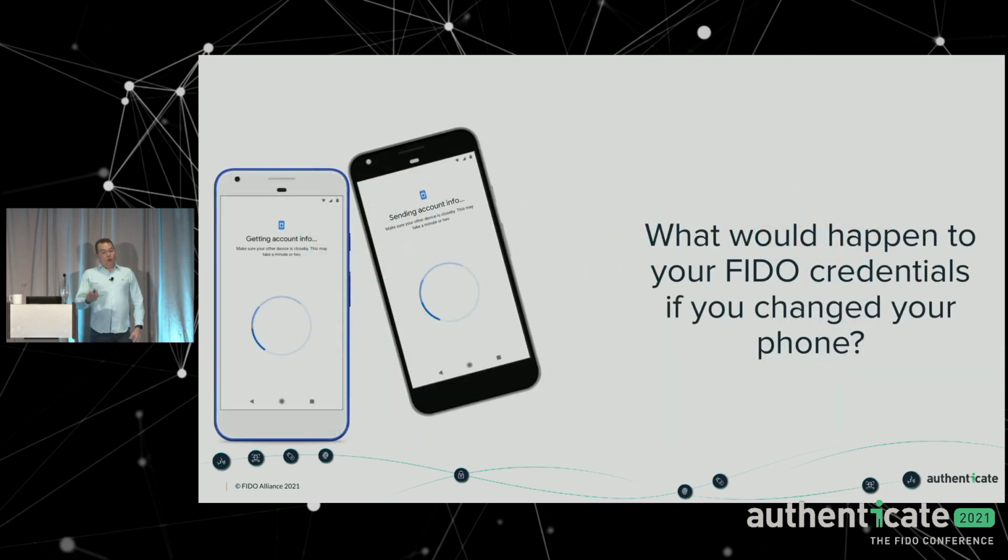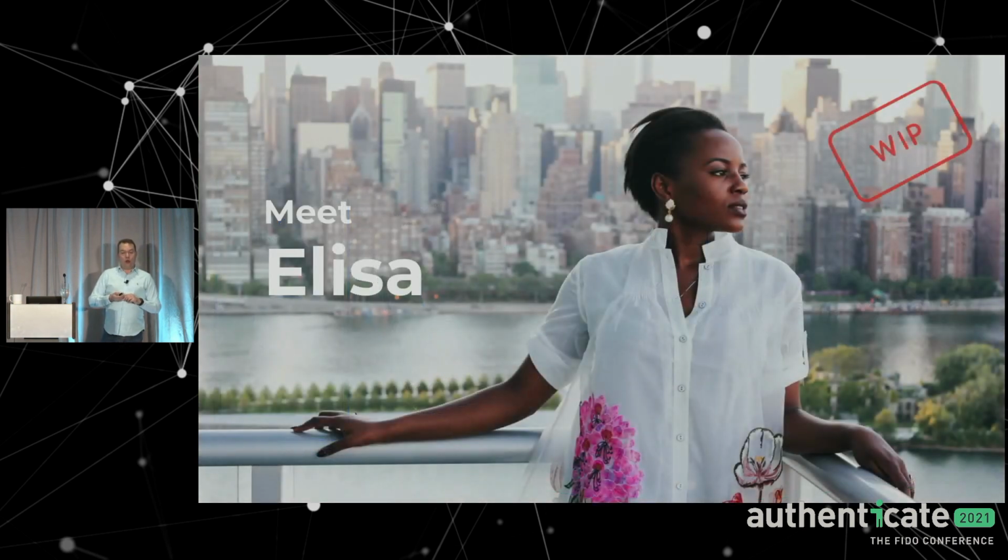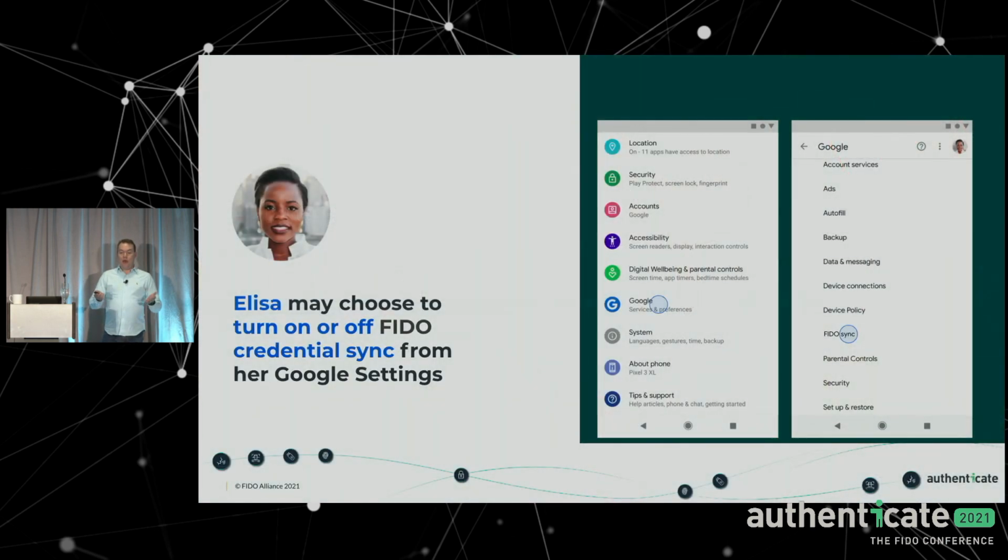So first off, what happens if you lost your phone or changed phones? The latest thinking on this matter is something like the following. Eliza is going to be our actor here throughout the rest of the deck, looking at different types of use cases. And we're thinking maybe there is something as simple as a FIDO credential syncing available on your mobile phone. This obviously would be offered by your platform. In this case, it would be Android or Google. If you're on a Microsoft platform, this might be offered by Microsoft. On an Apple platform, it might be offered by Apple.